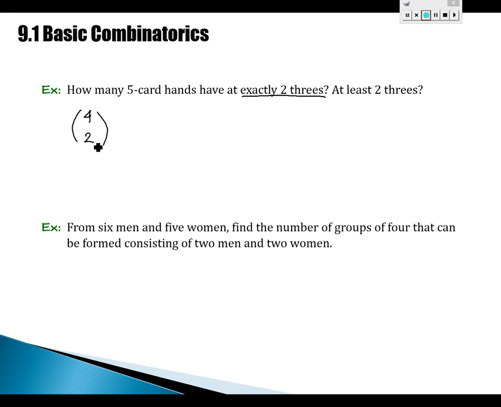How many ways are there to pick the other cards? What counts that? 48 choose 3, right? There are 48 non-threes. We're required to have 3 of those. And then I had a friend who asked me, should I put like a plus sign here? A minus? A times? Should we exponentiate? What should we do? And why?